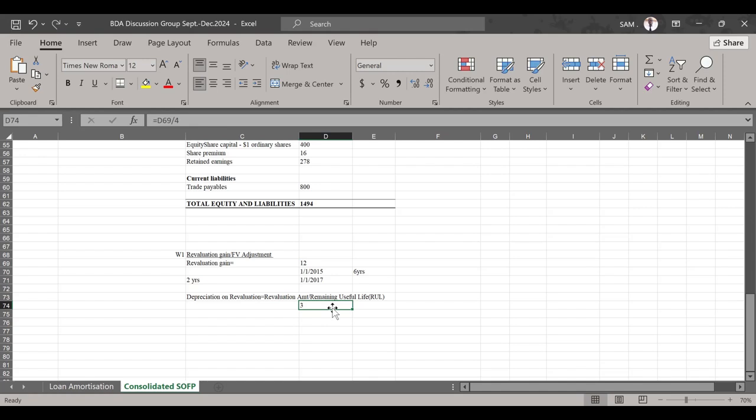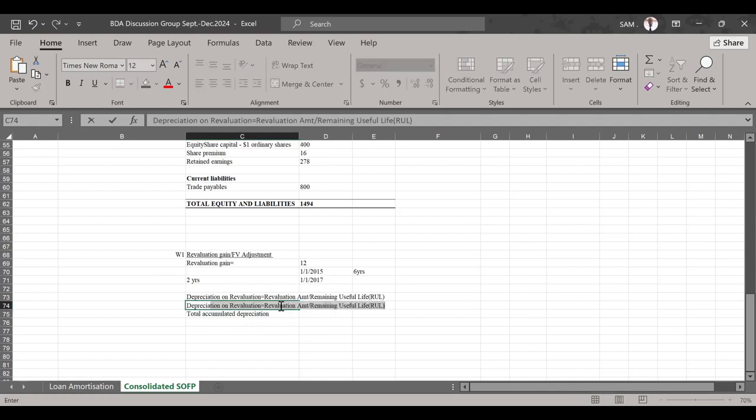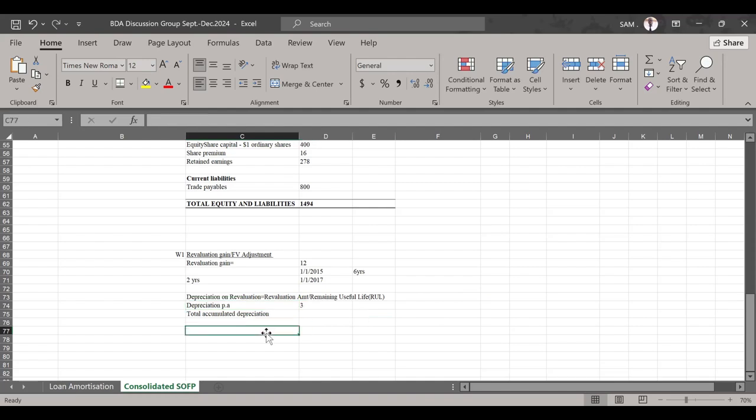But now, remember, we want to look at accumulated depreciation, total accumulated depreciation. This one is a depreciation per annum. The 3 million is the depreciation per annum on that asset. But the figure we are supposed to take to the statement of financial position should be an accumulated depreciation. How do we get accumulated depreciation? I want you to compare.